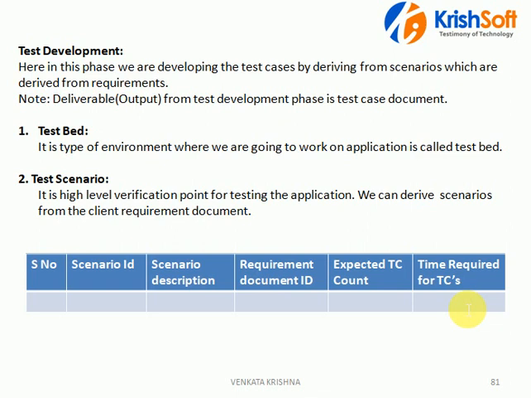We write each and every scenario, and then we write the test cases for each scenario we derive. Coming to the template, what are the columns in a test scenario? Serial number, scenario ID, scenario description. I will show you practically how to write the scenario ID and description. Requirement document ID, you get from the requirement document. Then the expected test case count, how many test cases you can derive for that scenario, and the time required for test cases. So this is the scenario template.